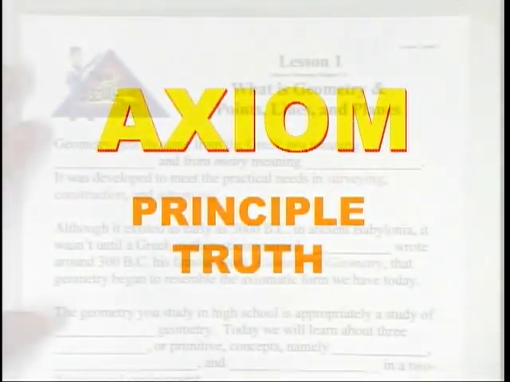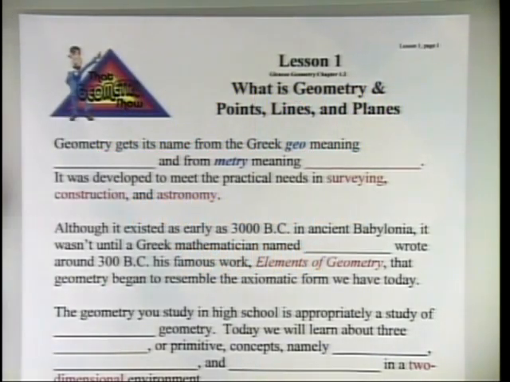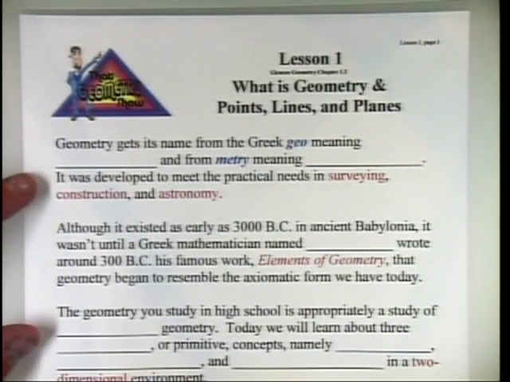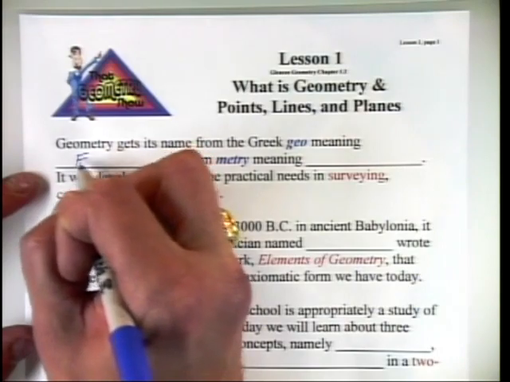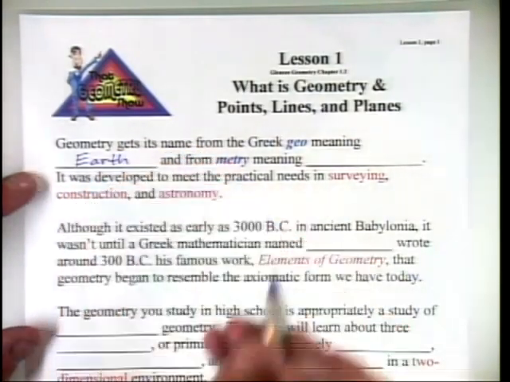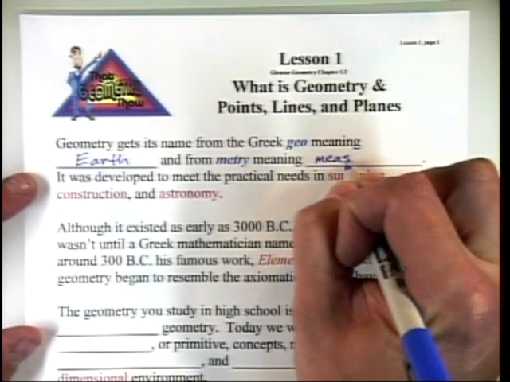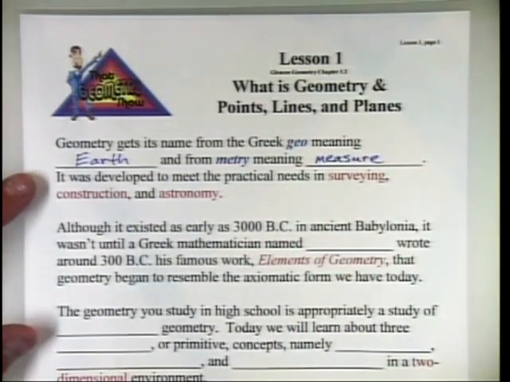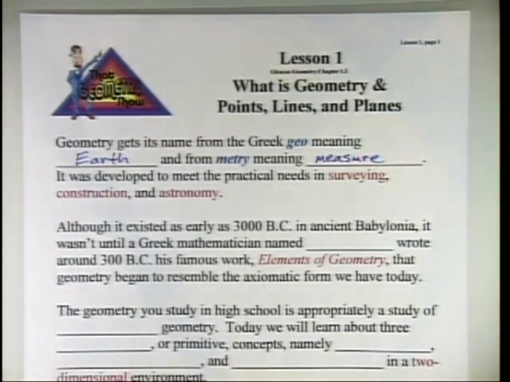The Greeks were the people that gave all the names to all the math that was already going on in the ancient world. So geometry did get its name from the Greek geo, which means earth, and from metri, meaning measure. So that's a very appropriate name that they gave it since they started measuring plots of land back in the ancient days. It was developed to meet the practical needs in surveying, construction, and astronomy.